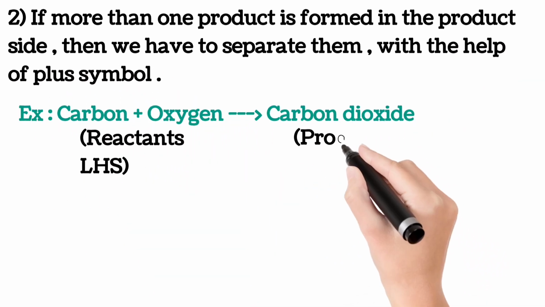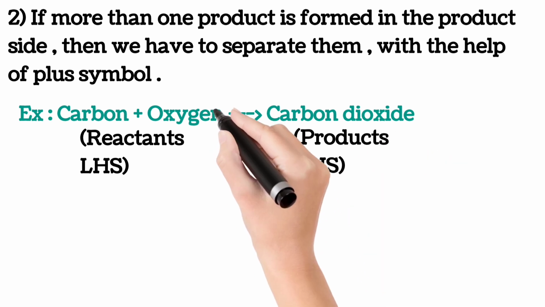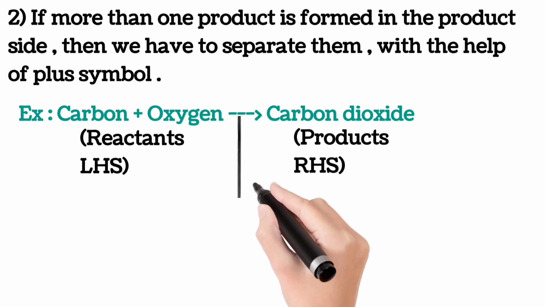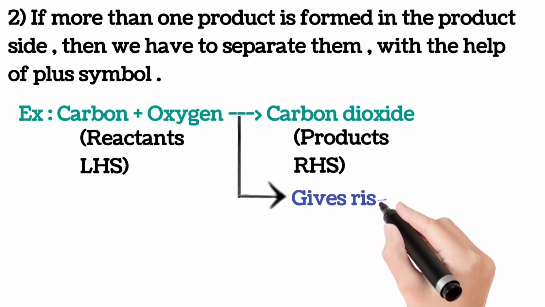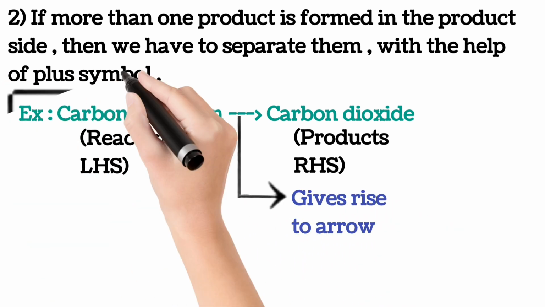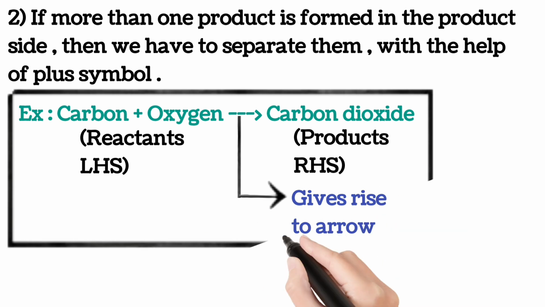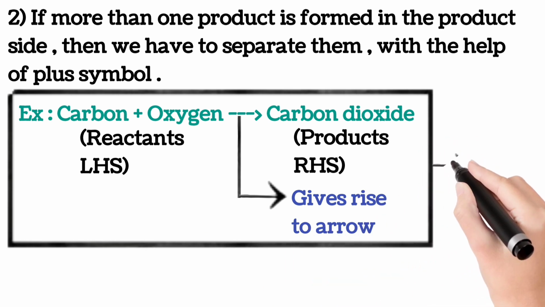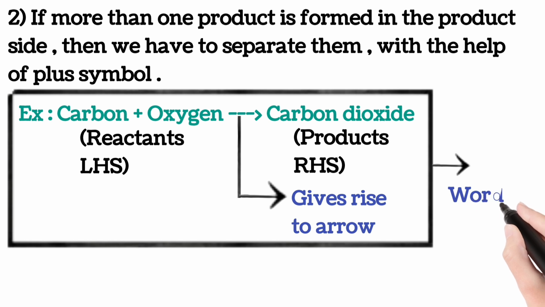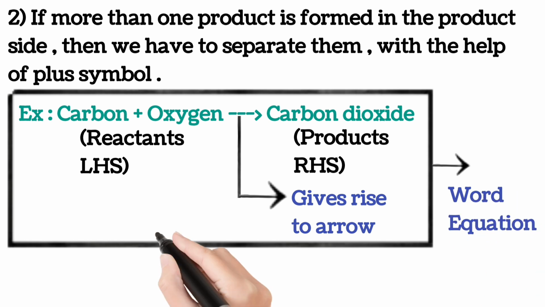For example, burning of wood is a chemical change. In wood mainly there are carbon atoms. These carbon atoms are reacting with oxygen to produce carbon dioxide. It is an example of chemical reaction. We have to represent it in the form of words. Carbon plus oxygen gives rise to carbon dioxide. Chemical reactions are in the form of words. So, chemical reactions are also called word equations.